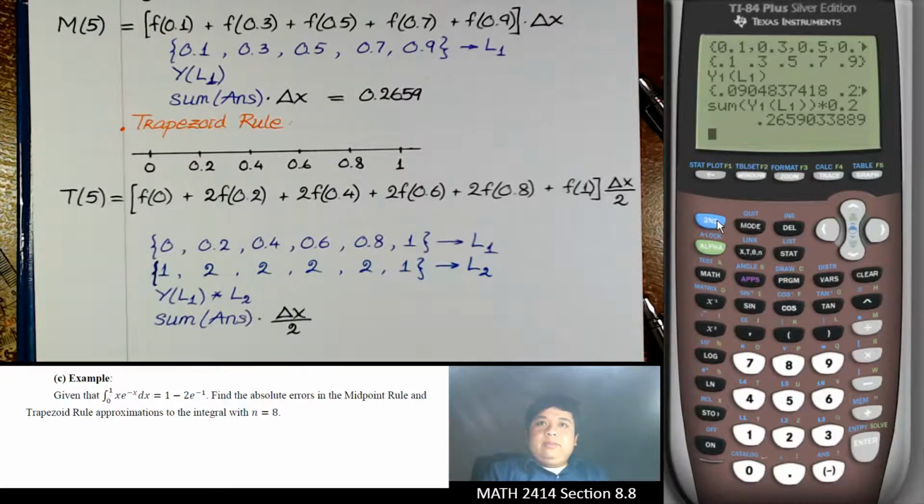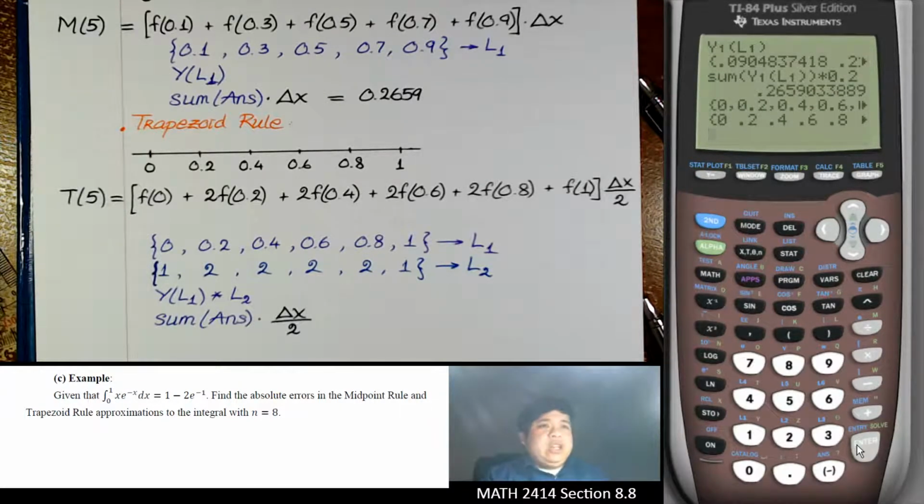Right, the points. Open bracket 0, 0.2, 0.4. Just make sure that it looks okay on the screen. 0.6, 0.8, comma 1. Close the curly bracket and store into list 1. Right? Actually, we don't even need to clear the list. As soon as we store it, it will replace.